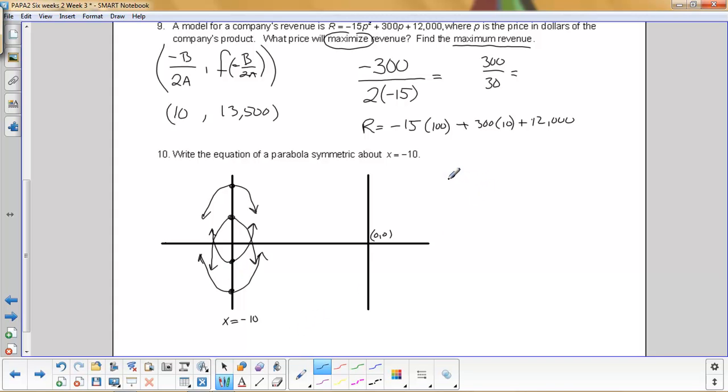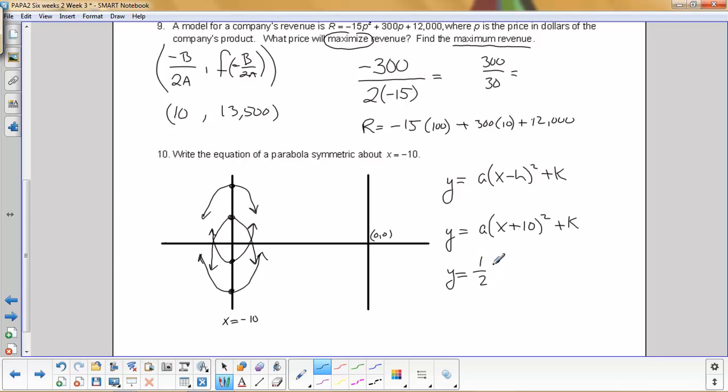Since vertex form is the obvious choice here, let's go ahead and use that. So we're going to do a times (x minus h) squared plus k. The h must be the same. The h must be negative 10. So y equals a times (x plus 10) squared plus k. Now, because the rest doesn't really matter, all we're looking at here are any set of parabolas that will fit the description along this line.